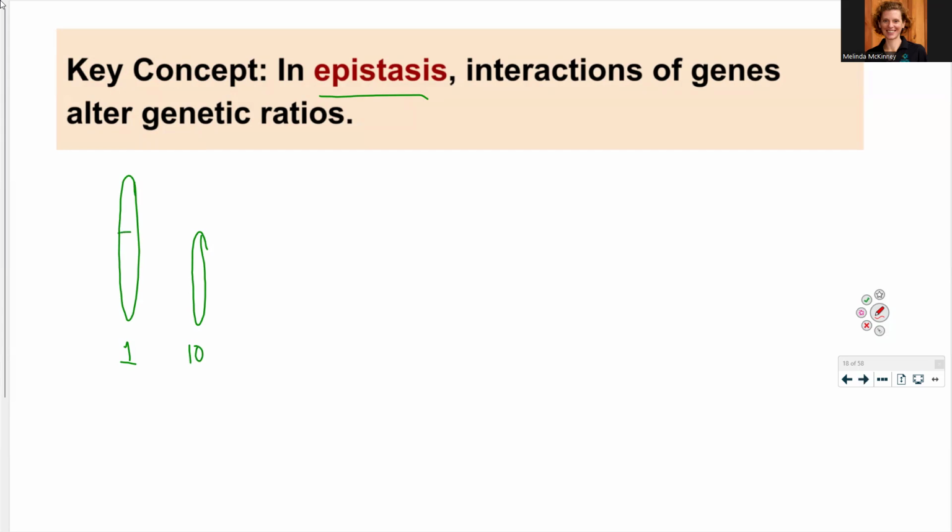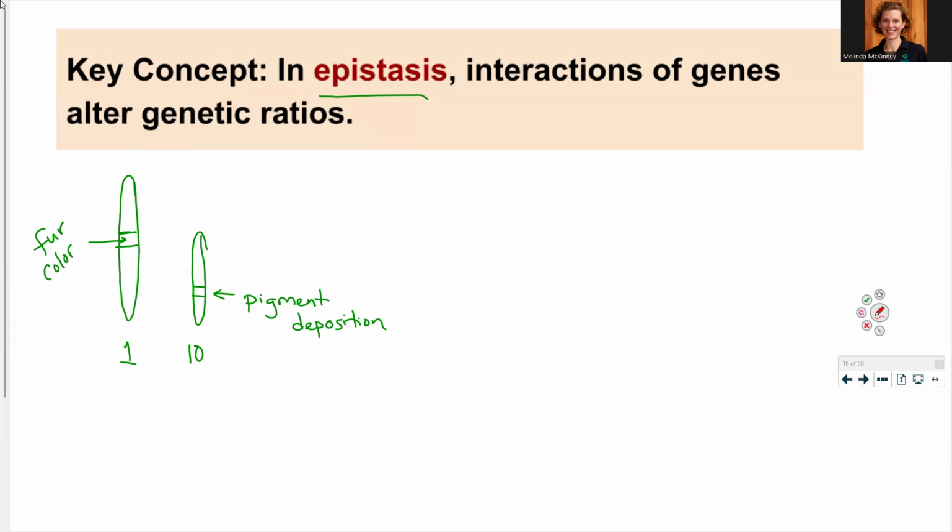Here's a gene that we're going to talk about on chromosome 1, and maybe it's for fur color. And then you've got another gene over here on chromosome 10, and this is for pigment deposition, which just means you're making the molecules themselves for that color. Together, these can interact to change the phenotype.